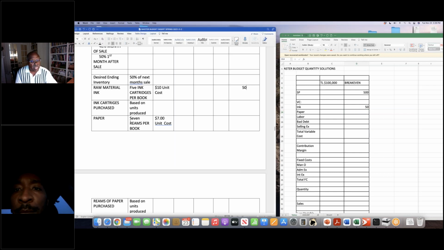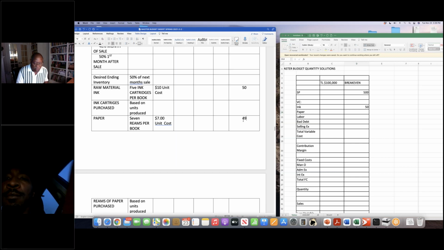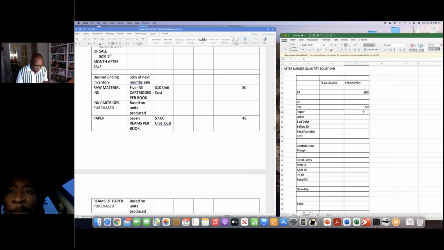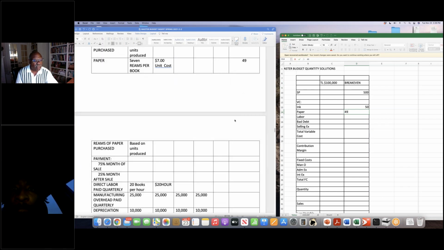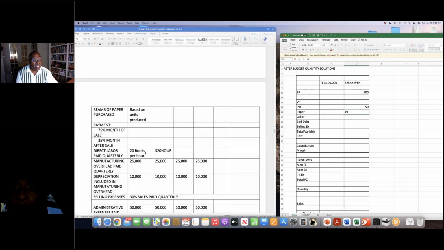We have 7 reams that cost $7. So how much is the paper? $49. We're going to pull the paper out. Next is labor. So we go down here. It's 20 books per hour. They make that many. The rate is $20 an hour.